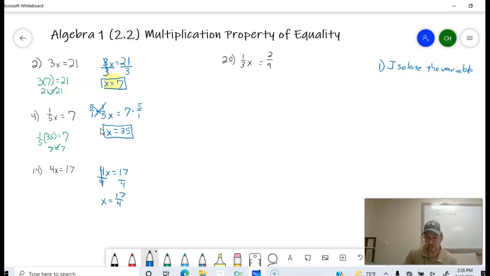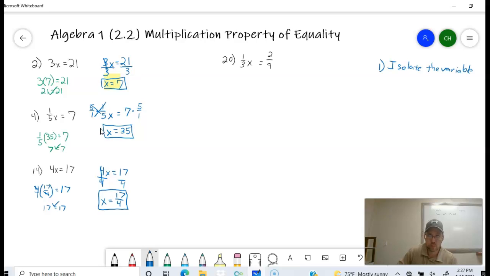Sometimes our answers are just a little bit uglier than other times. That doesn't mean I treat it any differently. 17/4 is just as much of a number as a whole number is. Come over here and check it. 4 times 17 over 4 equals 17. I put that over 1 just to show it. The 4 and the 4 cancel. 17 equals 17. That checks off. We're good.